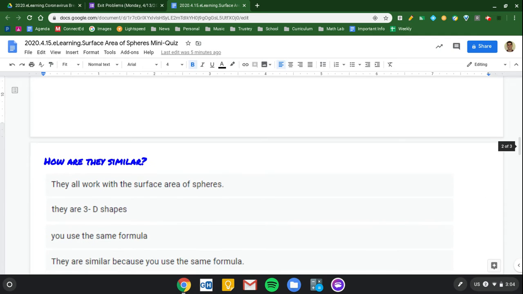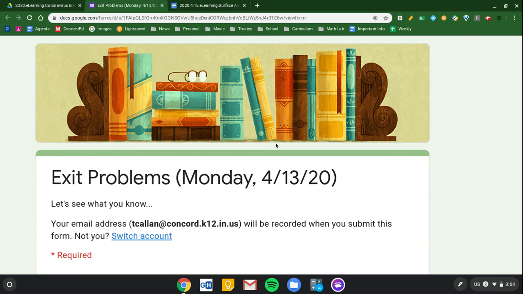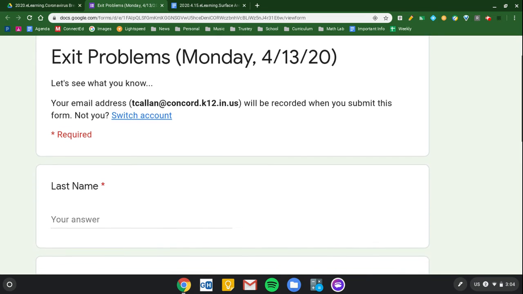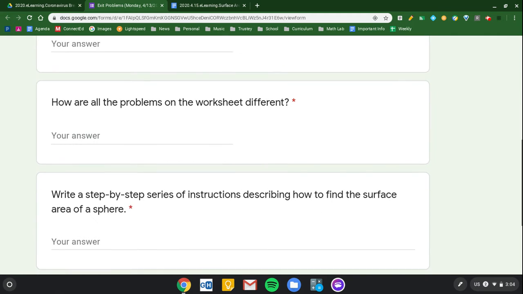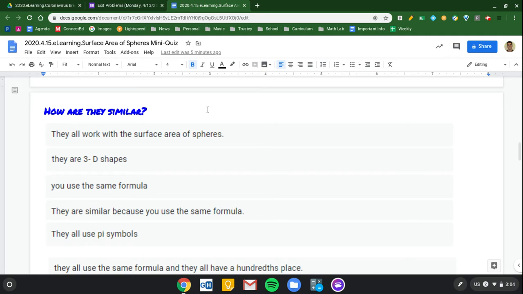Some of you might have seen this, some of you might not have. That's okay. I want to briefly review the Google form exit problems from Monday, from two days ago, which were about the surface area of spheres. How are all the problems similar? How are they different? And describe a step-by-step situation for that. So I want to go over some student answers. First of all, how are all those problems similar?